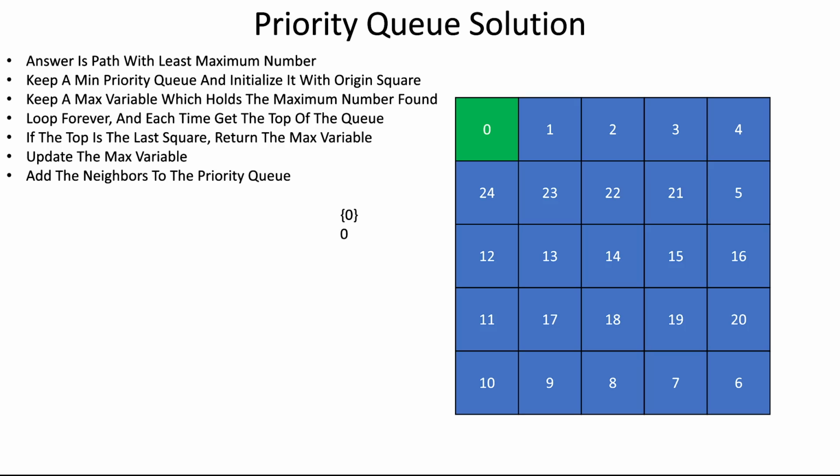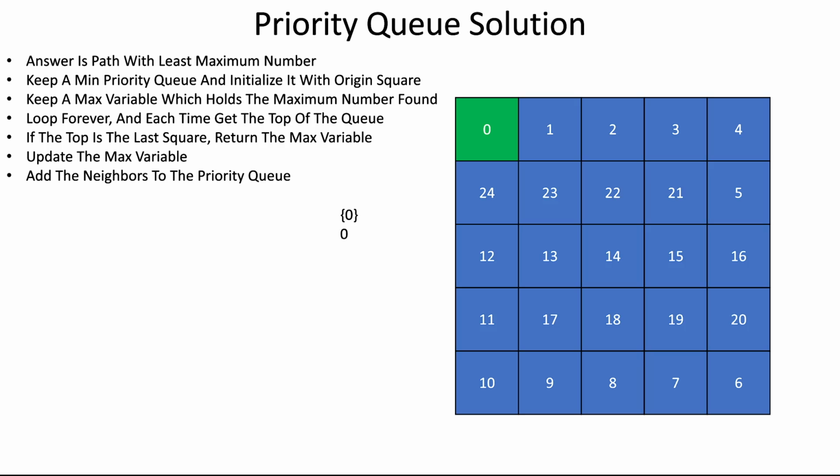So how we implement this into our solution is we keep a min priority queue and initialize it with the origin square, and then we keep popping from the queue, and every time we pop a number, we add all of its neighbors to the priority queue. We also store a maximum variable to hold the maximum number we found. This works because the priority queue ensures that we only look at the smallest numbers.